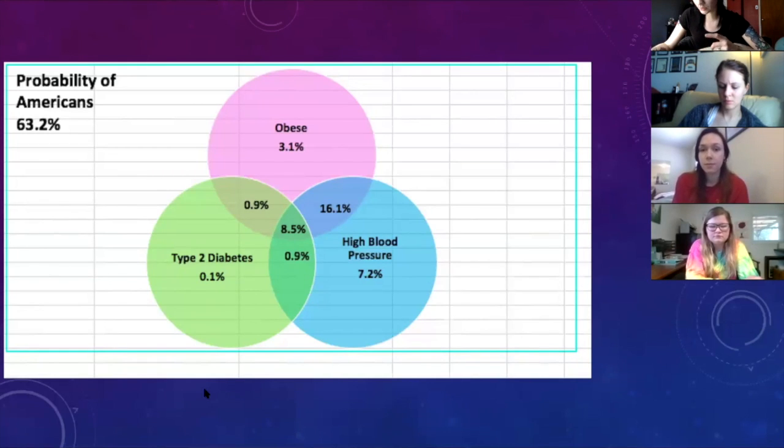When measuring, we use the metric system. So the percentage can be converted into a fraction. So 8.5 is the conversion of the 8.5%. So 8.5 of the population of America as a whole will be obese and have type 2 diabetes and high blood pressure.